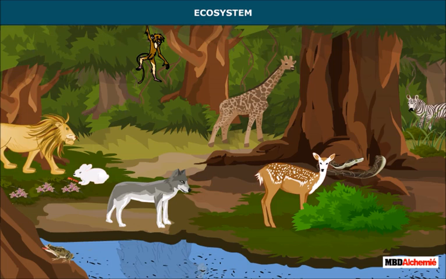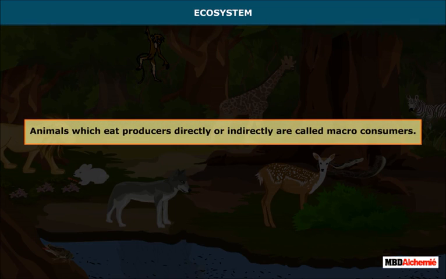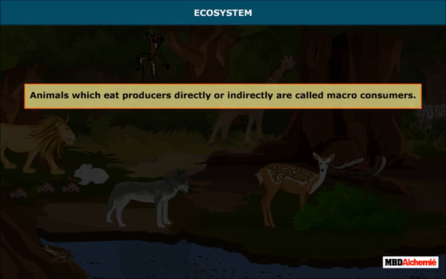Heterotrophic components include those organisms which consume either ready-made organic food or decompose the complex organic compounds. Heterotrophs are divided into two categories. Macroconsumers include the animals which eat the producers directly or indirectly. These are divided into four categories.